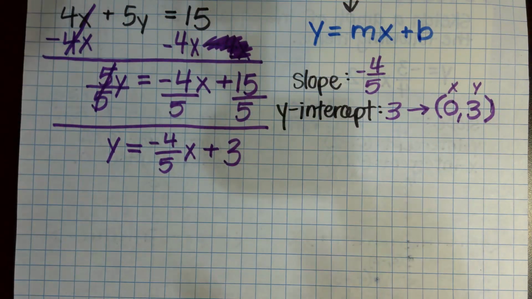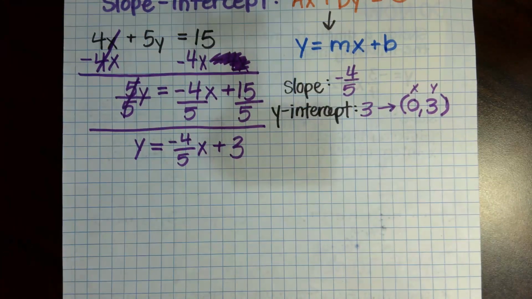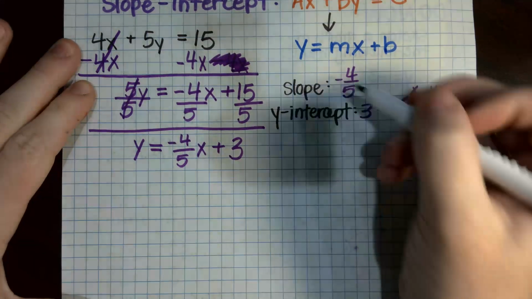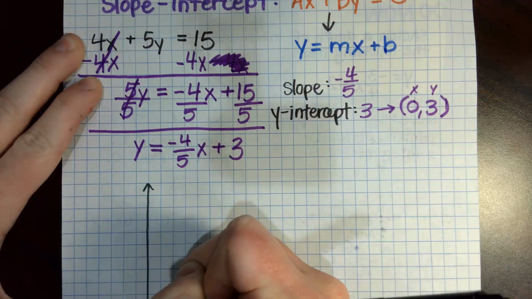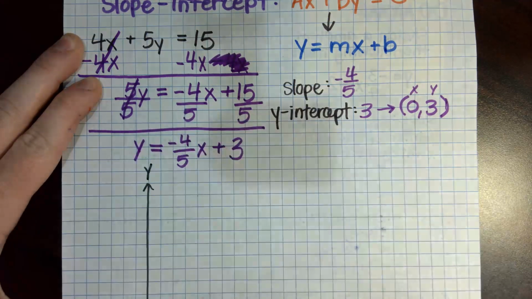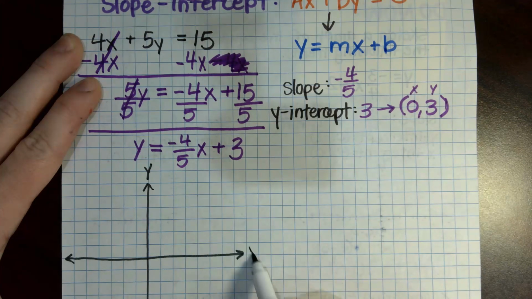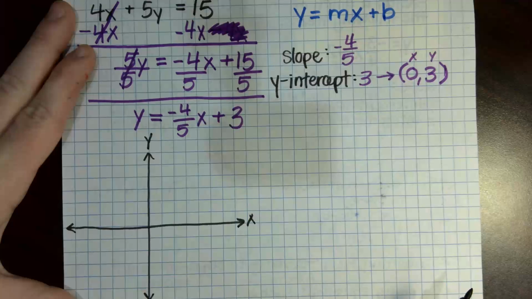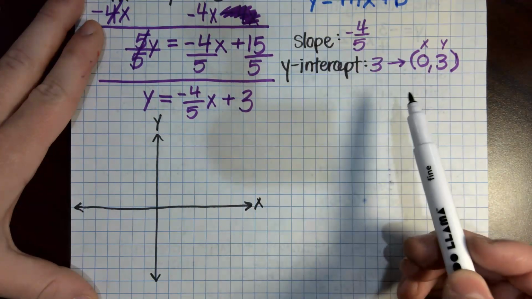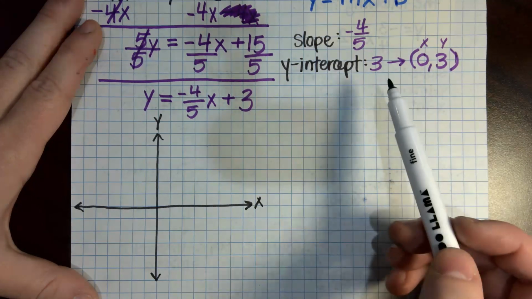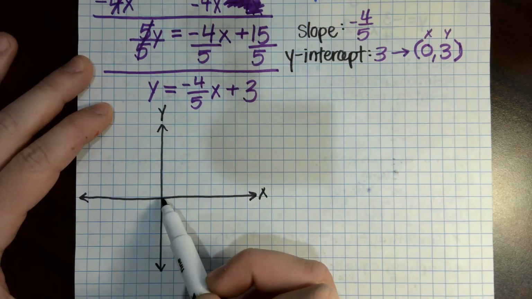I'll give everybody a minute to get all that written down. So I'm going to get my graph ready. Okay, so we have a coordinate and we have our slope. What should we do first to graph this equation? Yeah, we're going to graph our y-intercept. We're going to go ahead and graph that 0, 3. So where am I going to put that?